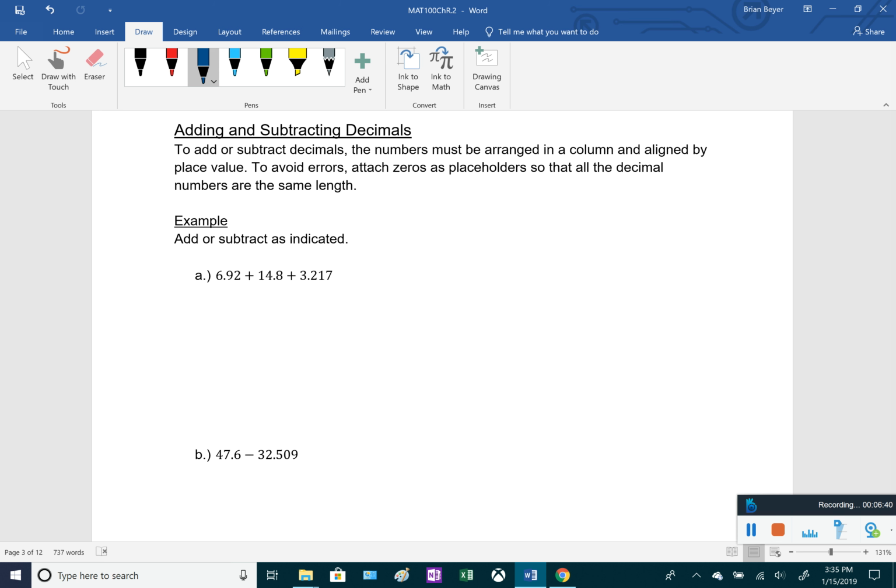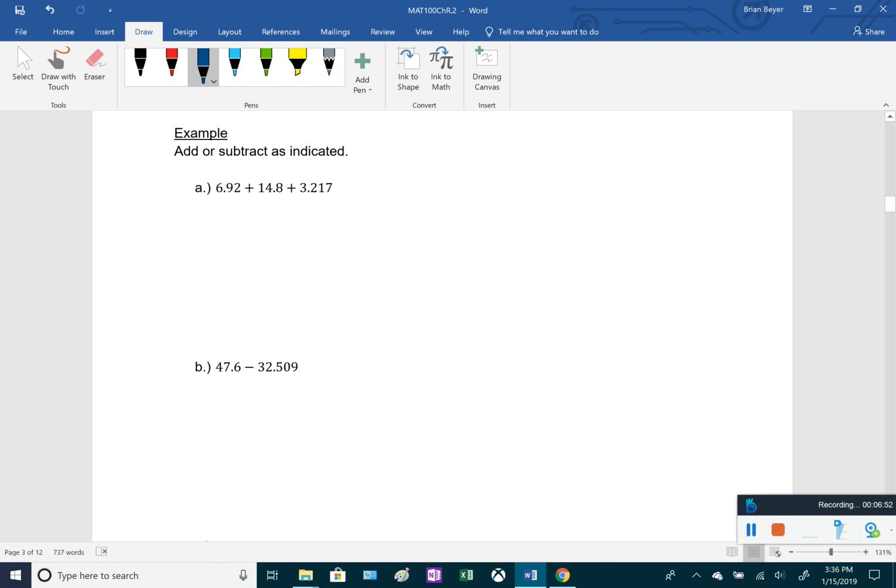And just to avoid errors, we're going to put zeros as placeholders if we need them at the end of the numbers, so each number is the same length. So let's say for this first one, we have 6.92 plus 14.8 plus 3.217. So I'm going to arrange this in a column. So 6.92, 14.8, 3.217. We're going to be adding these up.